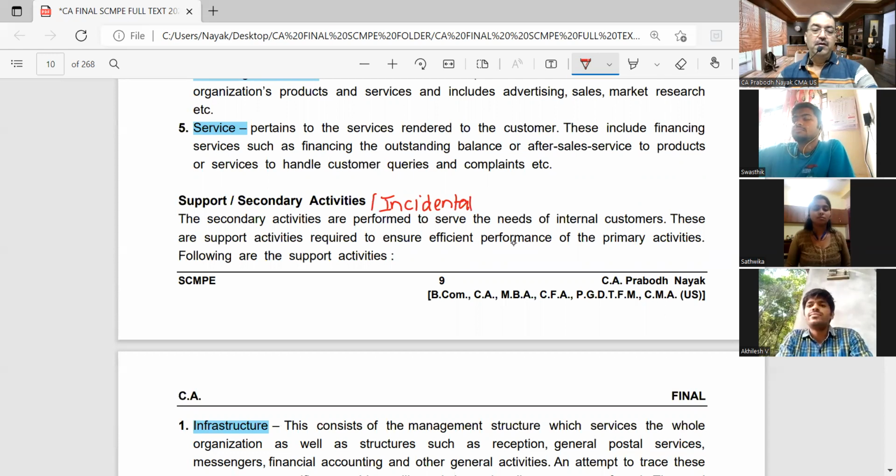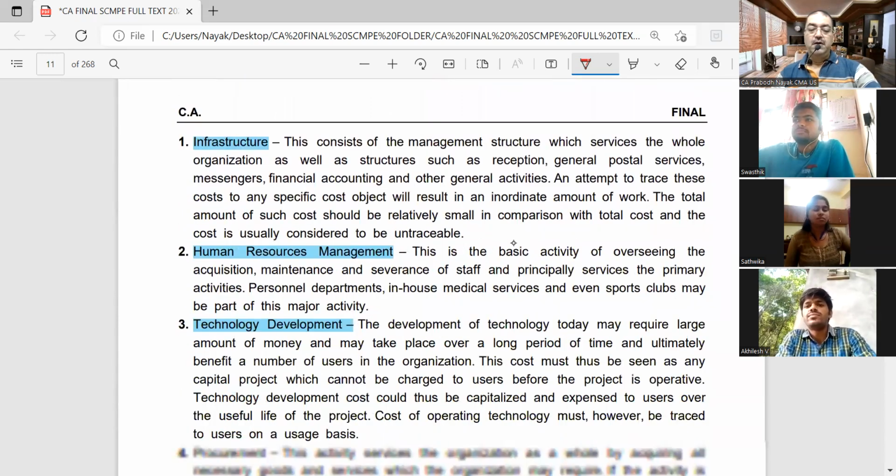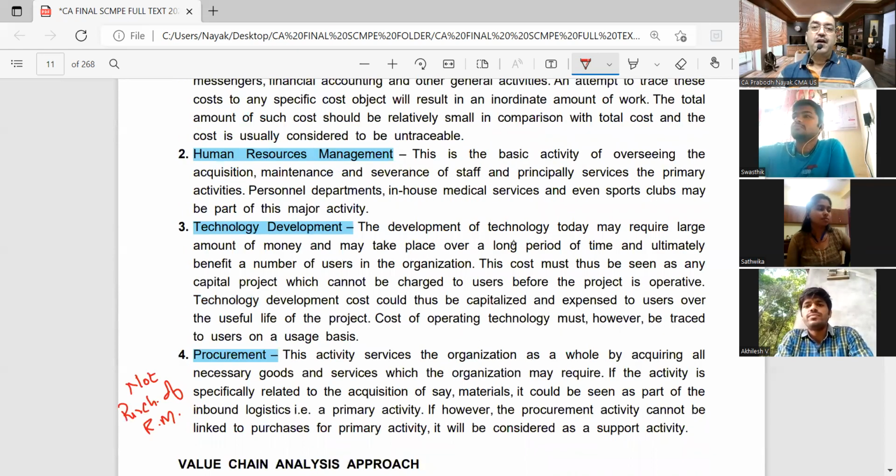Clear? Any difficulty? Okay. Now, what will be the type of question asked in the examination? Case study I'm talking about, 20 marks. The 20 marks case study will be giving you a particular story of a company which is having different types of activities. In the story, you have to identify the primary activities and the secondary activities, that is the support activities.